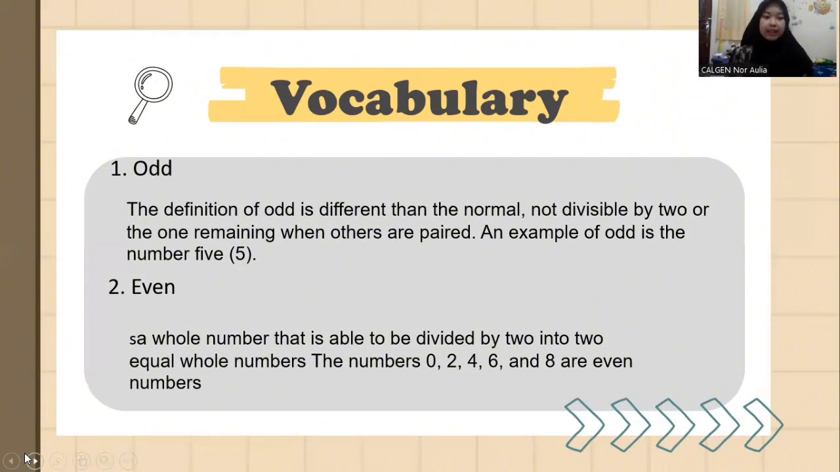Number 2 is even. Even in bahasa is genap, or we can say bilangan genap. So the definition of even is a whole number that is able to be divided by 2 into 2 equal whole numbers. So for a simple example of even is like 0, 2, 4, 6, and 8.